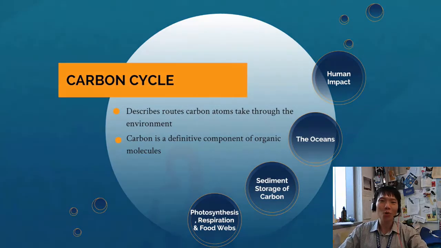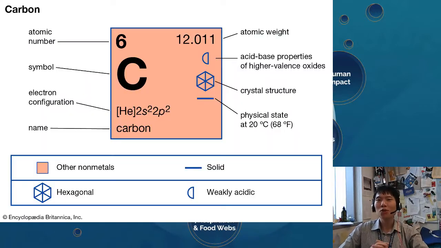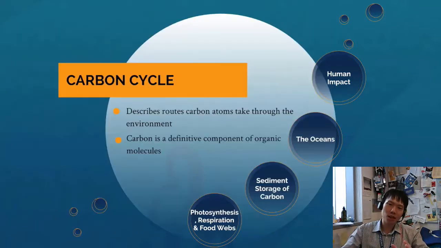So today, we're going to talk about the carbon cycle, a very important element cycle. Carbon, with the symbol C, is a definitive component of organic molecules. I teach organic chemistry and I'm sure you have done all your OChem, right? The carbon cycle describes the routes that carbon atoms take through the environment, and that involves us.